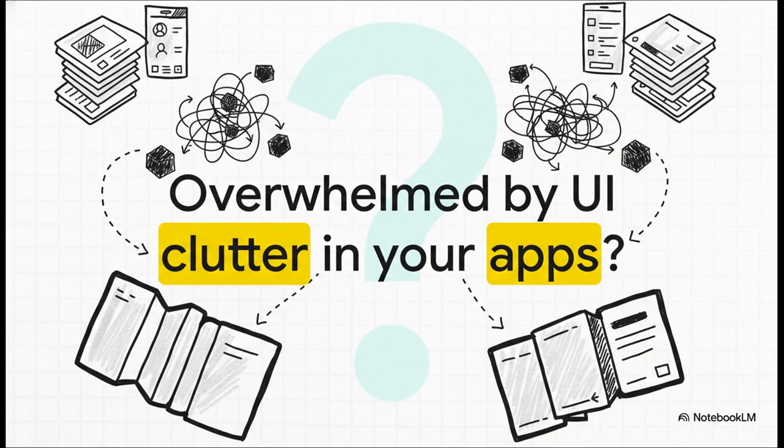So picture this. You're building your app, you've got user profiles, you've got settings, maybe a big FAQ section, and before you know it, your screen is just this massive wall of text and options. It's a classic developer headache, right? How do you show all that information without totally overwhelming your user?